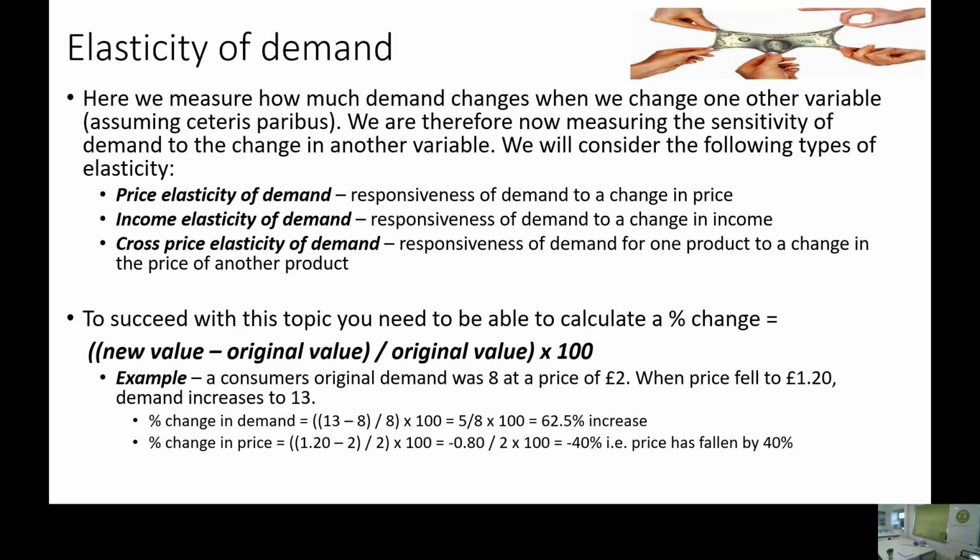We can see from the price calculation that price has fallen by 40%. So what we can see is that price has fallen by 40%, and that leads to demand increasing by 62.5%. Now, it might be for some other products that demand will be less responsive to a change in price. So we might find with some products, if prices fell by 40%, demand might only increase by 5% or 10%. This topic is exploring this very idea. How responsive is demand to a change in price?